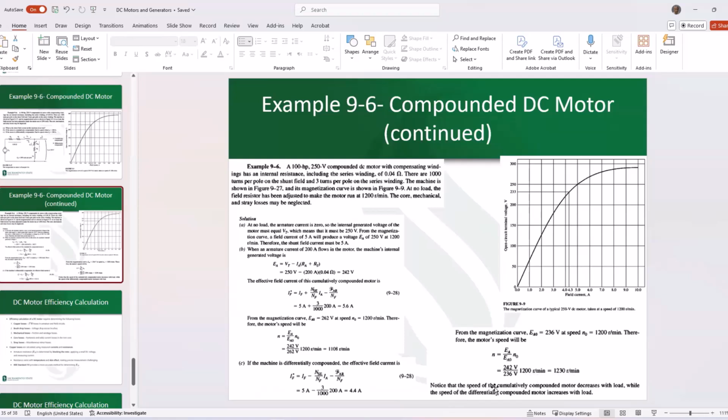So notice the speed of the cumulatively compounded motor will decrease with load, while the speed of the differentially compounded motor will increase with load. Compared to even the unloaded conditions, where we had 1200 RPM, the differentially compounded motor with load has more speed than under no-load conditions. So keep that in mind also.